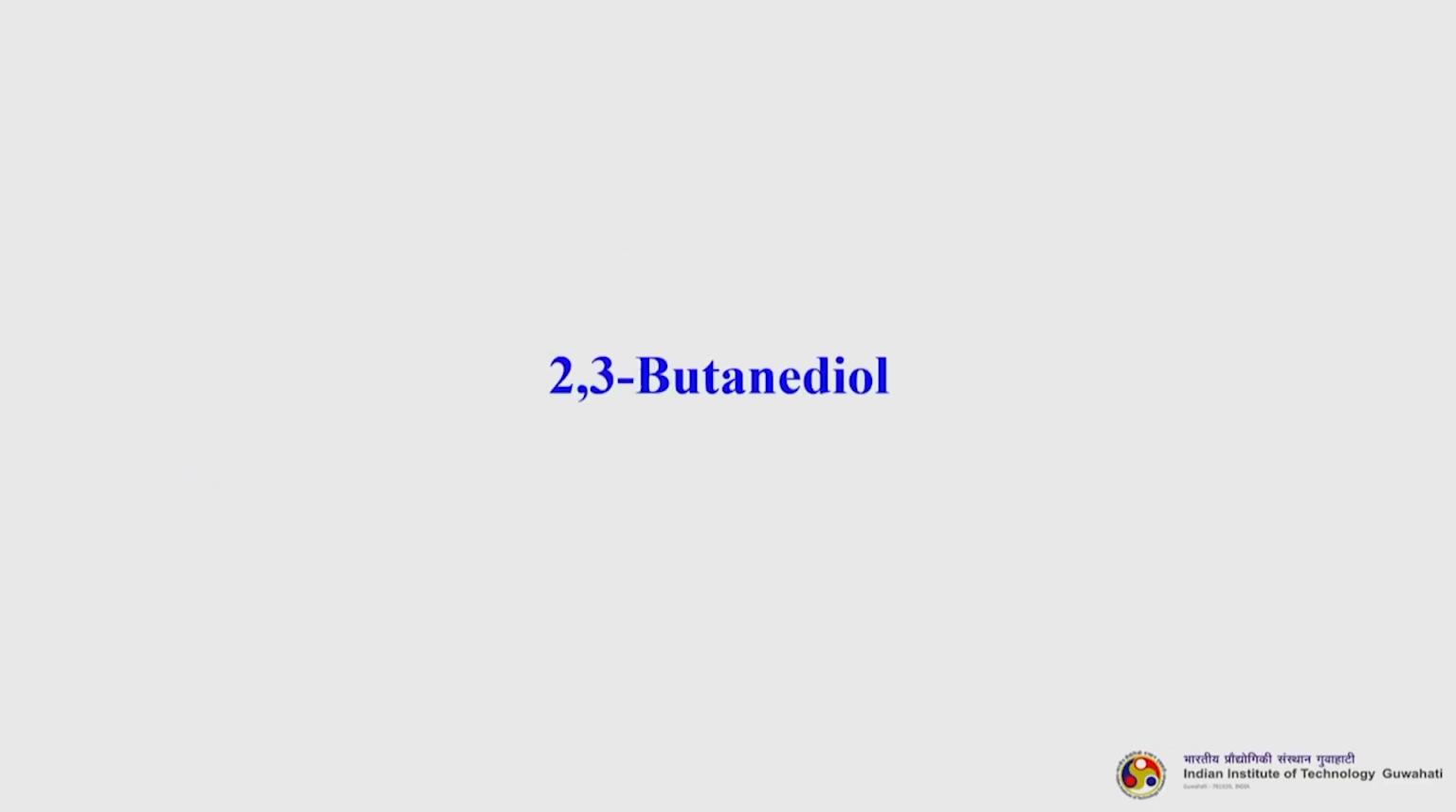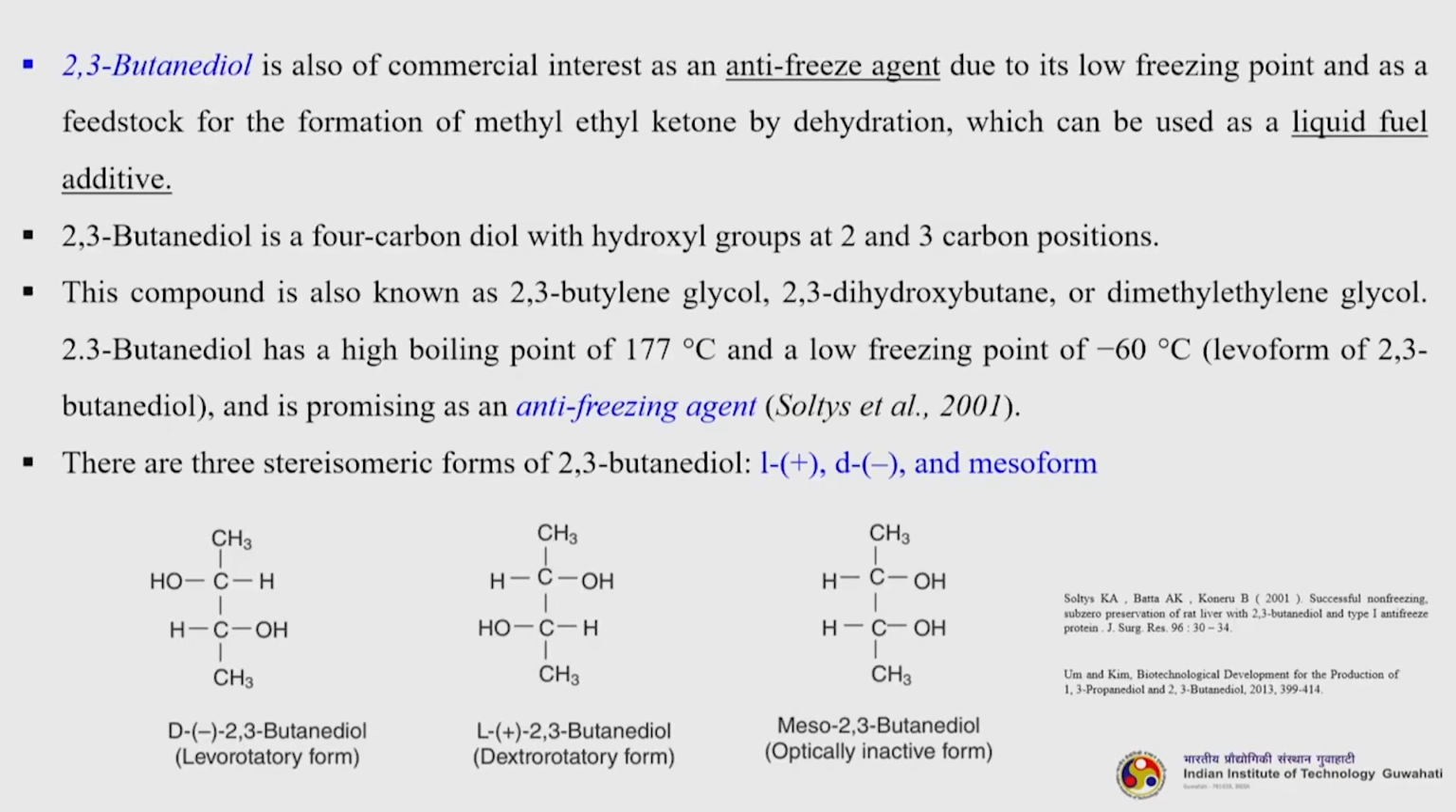Now, the next class of commodity chemical is 2,3-butanediol. 2,3-butanediol is also of commercial interest as an anti-freezing agent due to its low freezing point and as a feedstock for the formation of methyl ethyl ketone by dehydration, which can be used as a liquid fuel additive. 2,3-butanediol is a 4-carbon diol with hydroxyl groups at the 2 and 3 carbon positions. This compound is also known as 2,3-butylene glycol, 2,3-dihydroxybutane or dimethylethylene glycol.